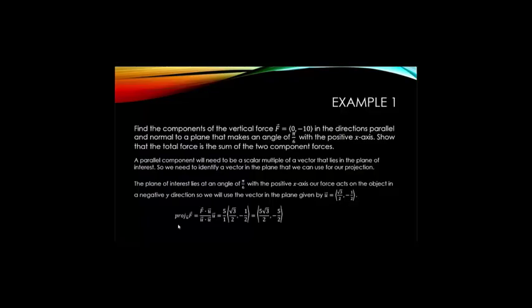The projection of the force F on the vector u is given by F dot u over u dot u times the vector u. That's equal to 5/1 times the vector components square root of 3/2 and -1/2, which gives me the vector in component form 5 square root of 3/2 and -5/2.